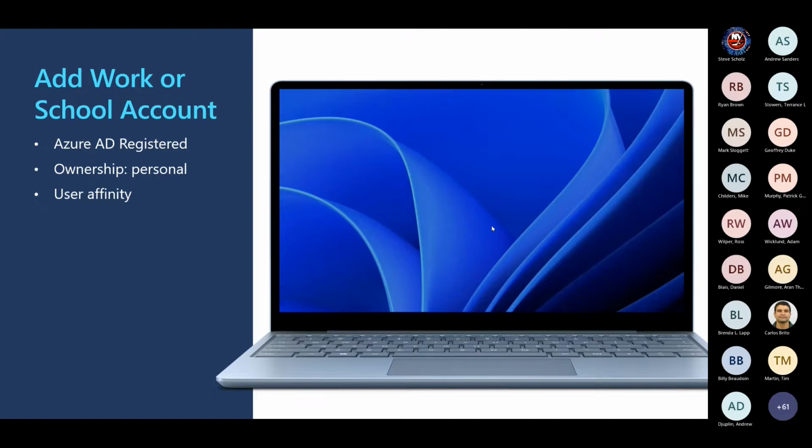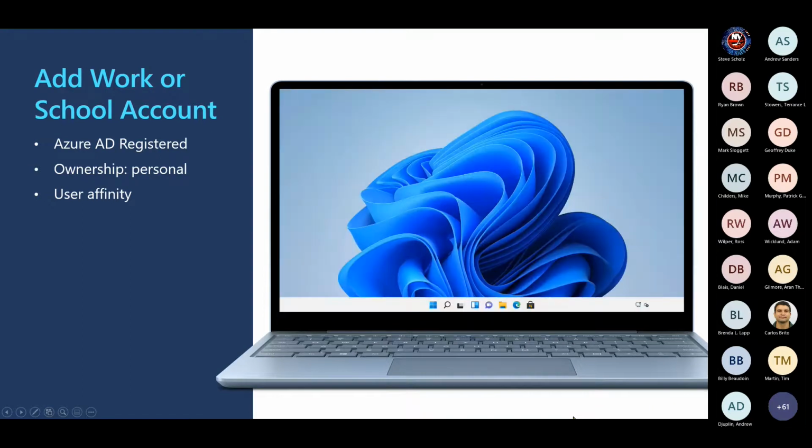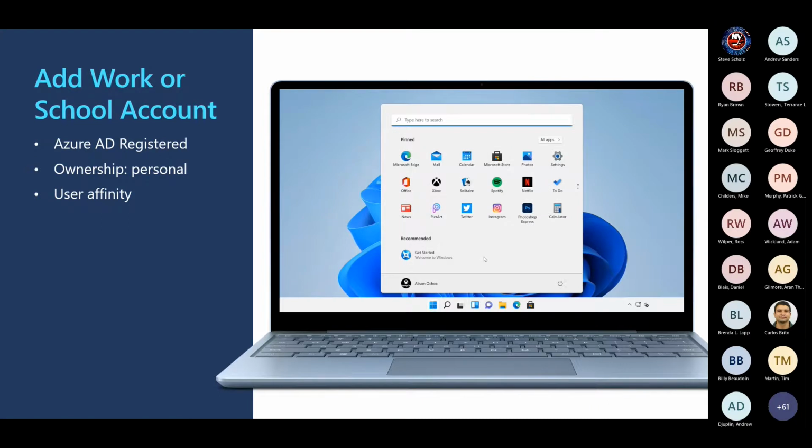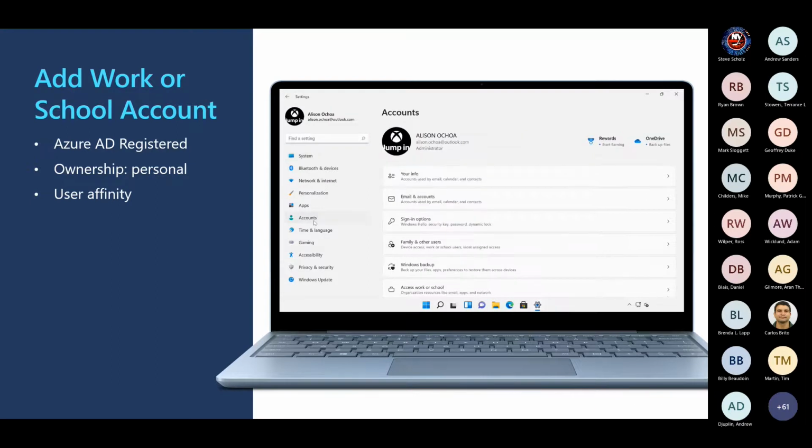So now moving on to the add work or school account, which is very similar here. Once again, the device will be Azure AD registered. It's a personal type of enrollment, and affinity will be set to that specific user that's going through the workflow. So Allison logs in again with the Microsoft account. But this time we're going to go to settings. We're going to go to accounts here and select access work or school account.